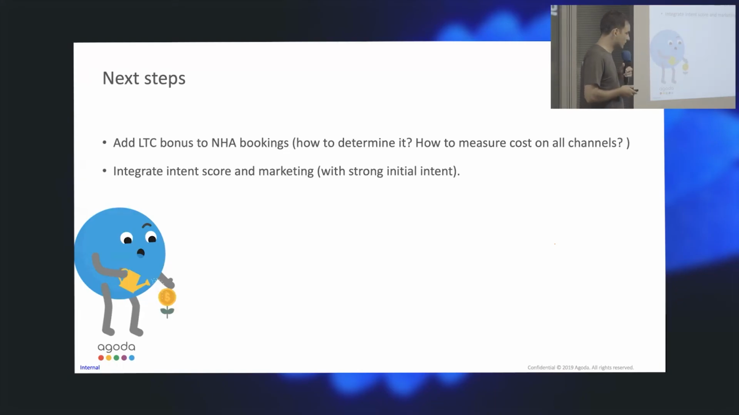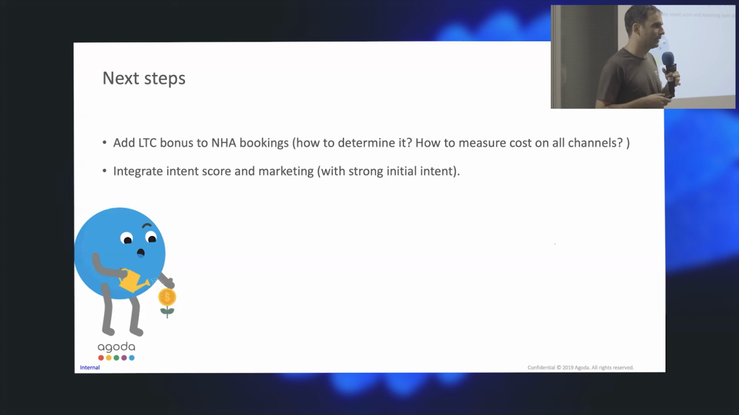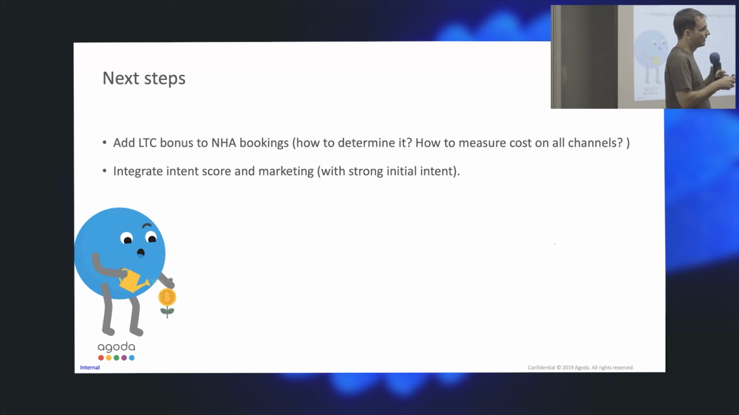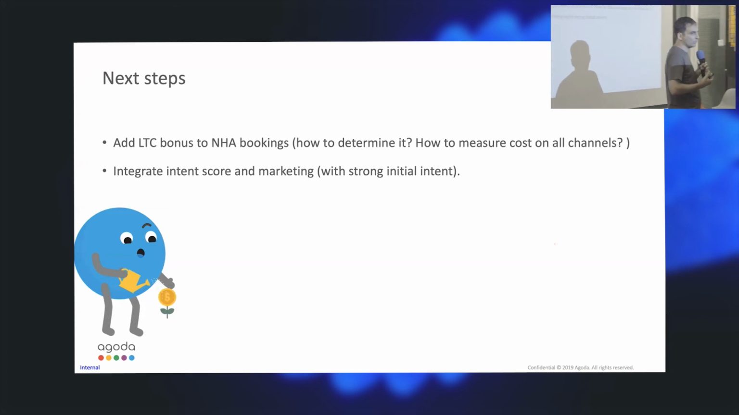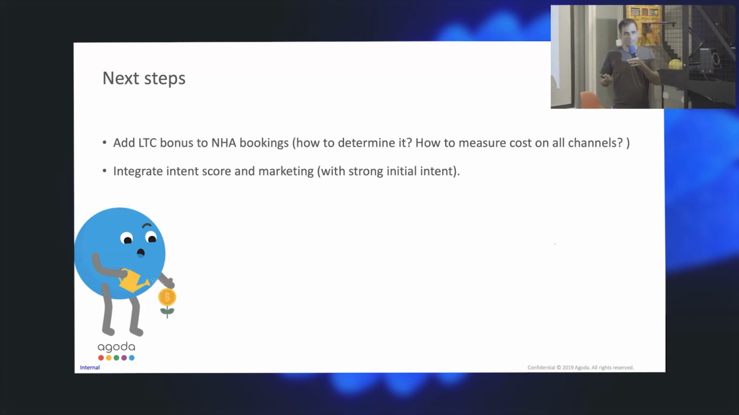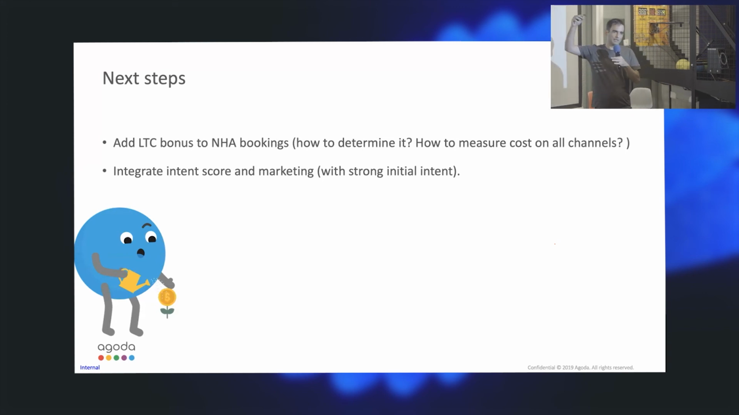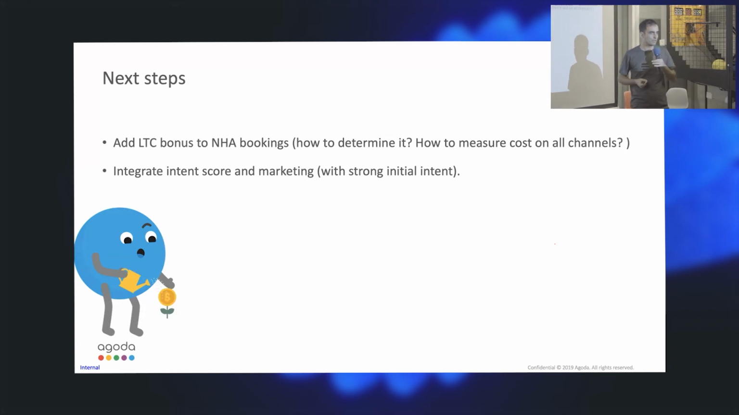Another thing that is interesting, with the intent score that I've mentioned, is that we can combine it, for example, with marketing. If someone came to our website after he Googled apartments in Tel Aviv, and he just landed on the Agoda website, his NHA intent should be high, right? Because his keyword in Google was very high, so we want to preserve this. So we want to integrate the intent as high up as we can in the user funnel. This is one thing that we are looking at.